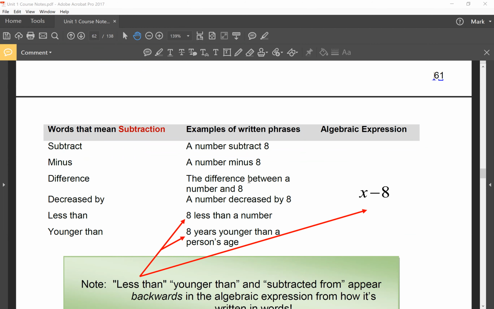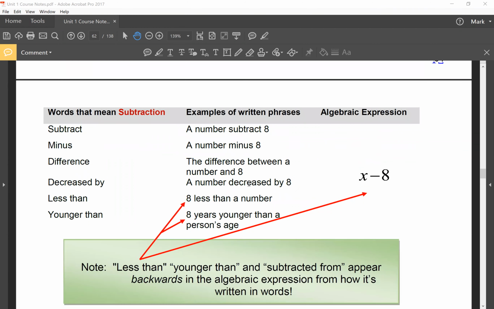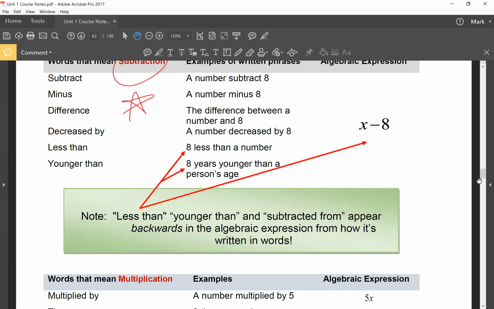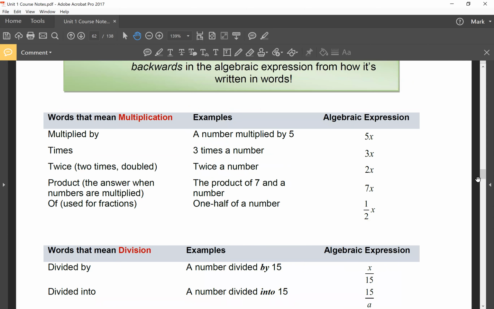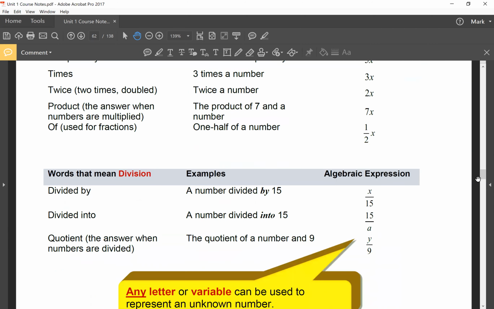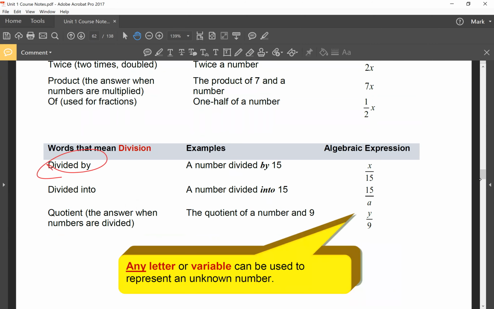Words that mean subtraction would be like subtract, difference, less than. Subtraction, I will mention, guys, is one that you have to be careful with. And we'll talk about that today, of course. Multiplication, typically you would say times or multiplied by. And division, we would say typically divided by. This is the one you're going to see the most. I'm not going to use the word quotient, but you might see divided by.